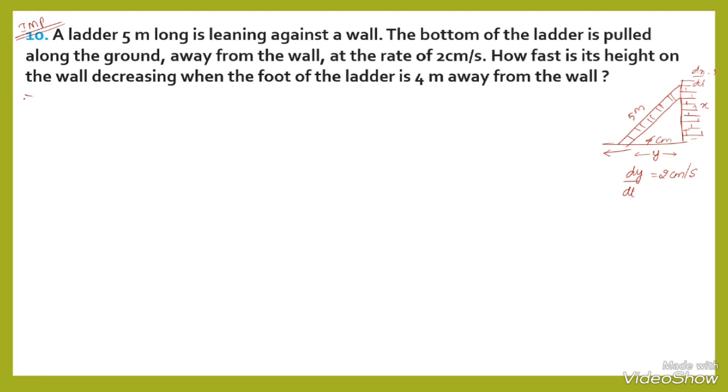Let the length of the ladder be 5 meter. The rate of change dy by dt is equals to 2 centimeter per second. I have to find dx by dt, and we know the foot of the ladder is 4 centimeter. Have to find x also. Now here, have to check the diagram once.